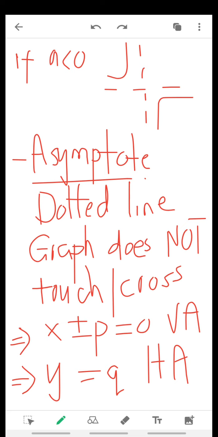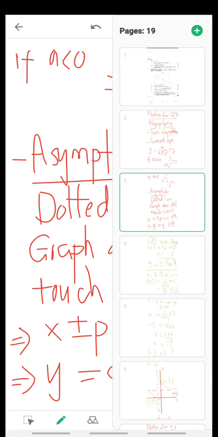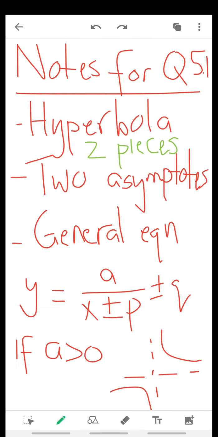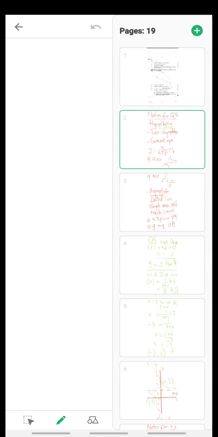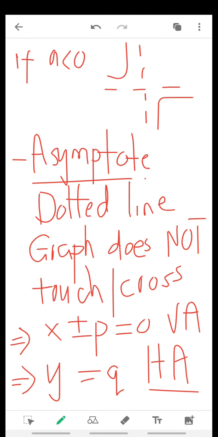And then when you go back to your general equation again, and you say y equals the value representing q, what is it that we are finding? We will then be finding our horizontal asymptote. Hence I said to you, a hyperbola will have two asymptotes, a vertical asymptote as well as a horizontal asymptote.